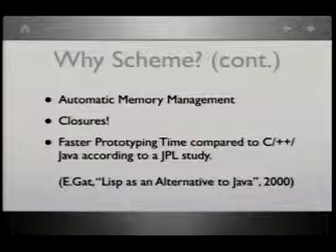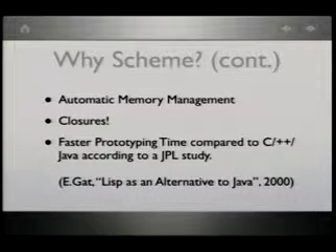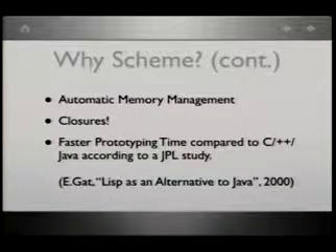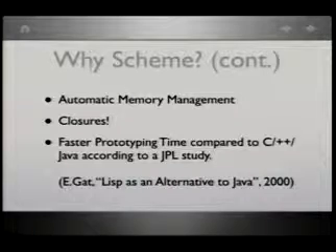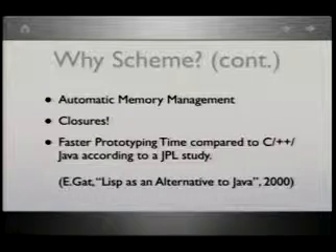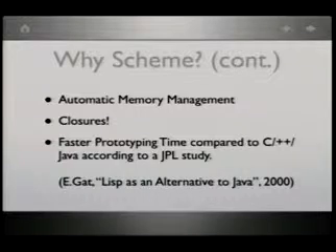Scheme has other benefits. It does do automatic memory management, which prevents buffer overflows. And the Scheme language is closure-based, which means that a Scheme function captures the state of its environment at the point of closure, preventing further modification. That's a little bit dicey to understand. I'm not going to explain that entirely. But this helps support the no side effects goal of the functional programming paradigm, and it makes callbacks a lot less scary, which is the moral of the story. Scheme also has a very fast prototyping and development time, according to a JPL study comparing C, C++, Java, and Lisp.